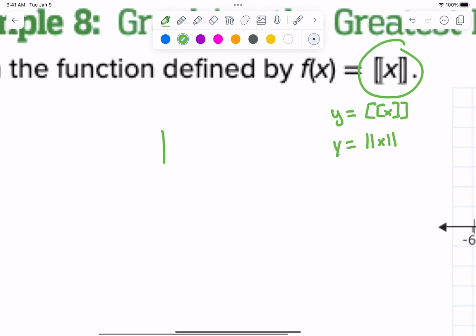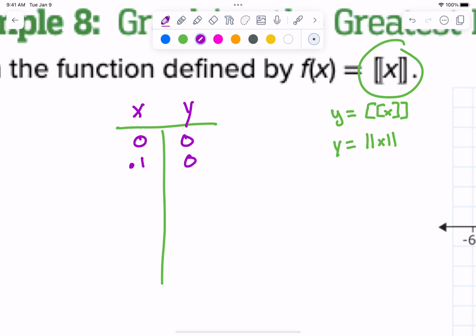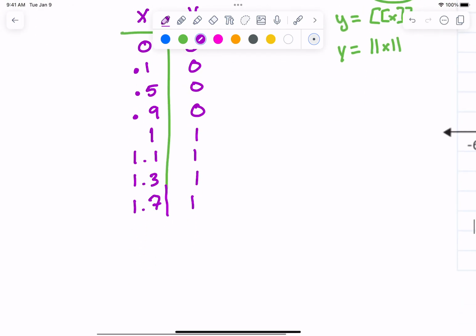Here's what it is. If I were to make a table of values and I put x in and y comes out, the greatest integer of 0 is 0. The greatest integer of 0.1 is 0. Of 0.5 is 0. Of 0.9 is 0. The greatest integer of 1 is 1. Then 1.1 is 1, 1.3 is 1, 1.7 is 1. I'm just making these up. The greatest integer means you always round down, so 2.7 would round down to 2. It's the greatest integer that is beneath the number that you have.